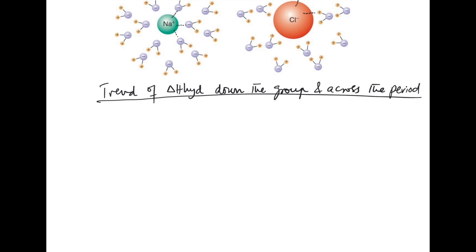So we can say that enthalpy of hydration is proportional to the charge of the cation and inversely proportional to its radius, and likewise proportional to the charge of the anion and inversely proportional to its radius. Let's see down the group first.